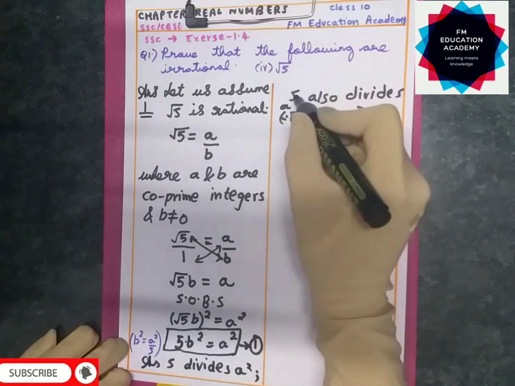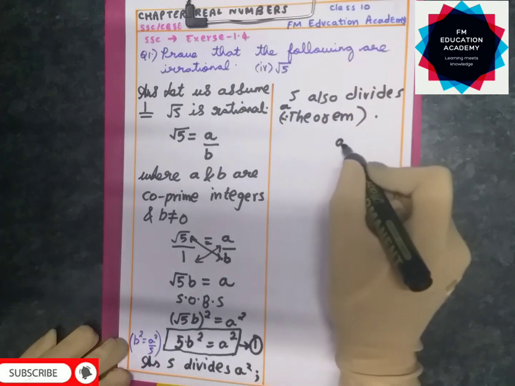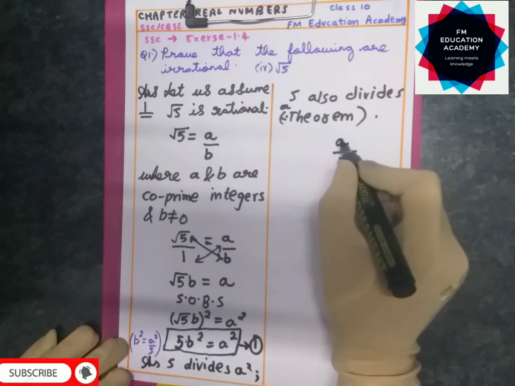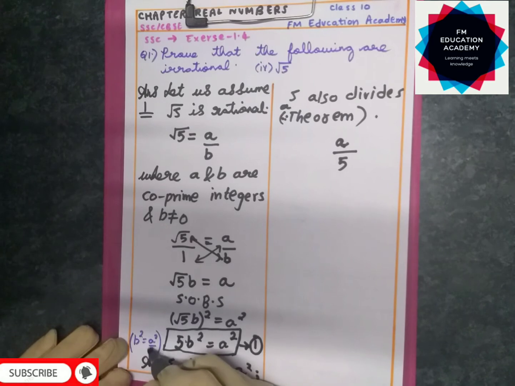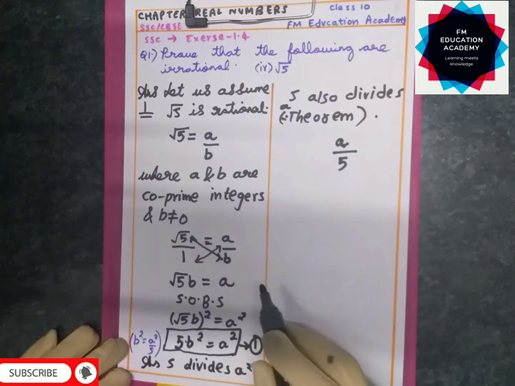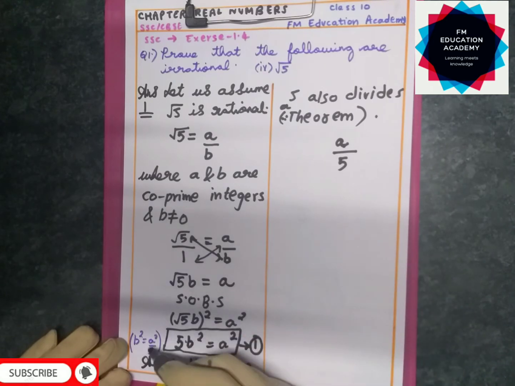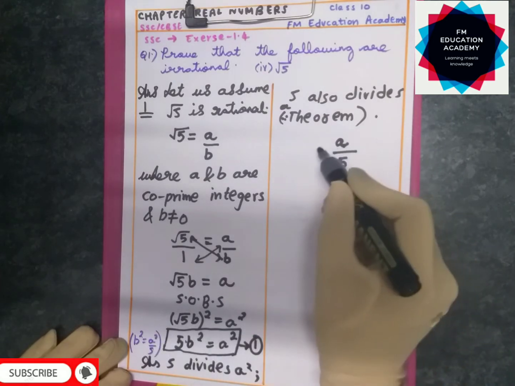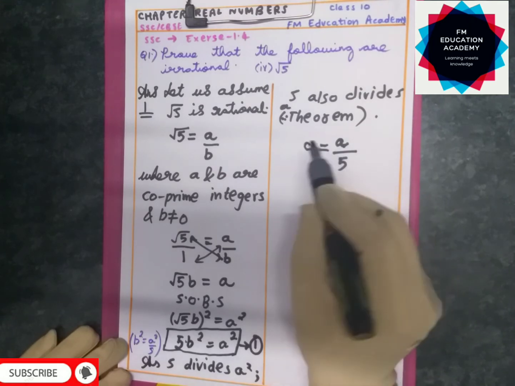As 5 is dividing a, I will get the number as a by 5, that is, 5 is dividing a number. Since 5 divides the square of a number, 5 also divides the number. That is my theorem. So from this theorem I got that as 5 is dividing a square, 5 is also dividing a. That 5 is also dividing a, I will assume as some number c.